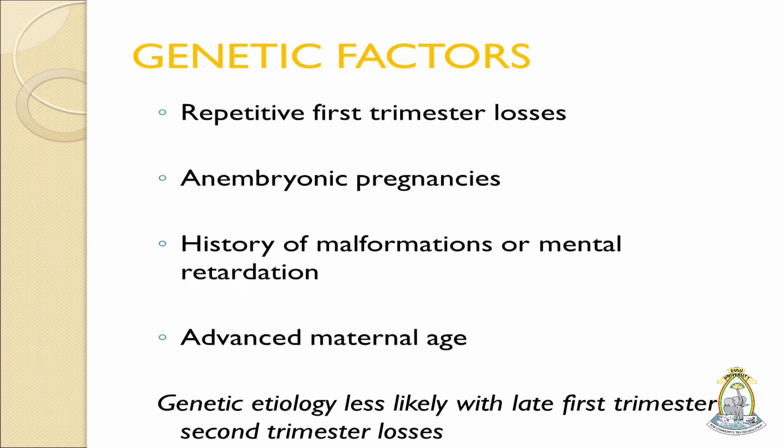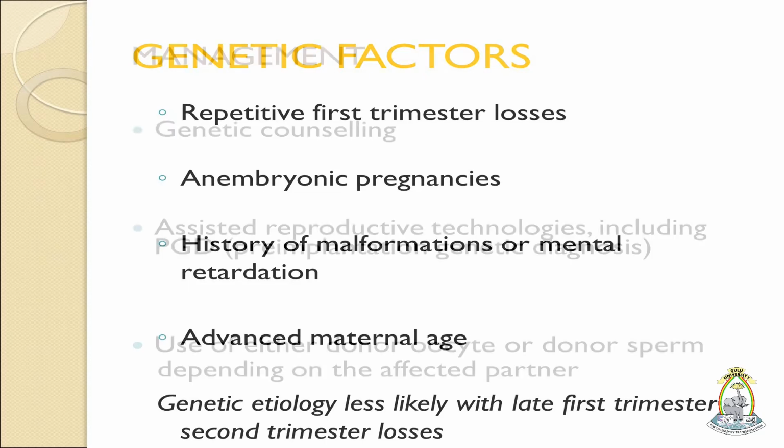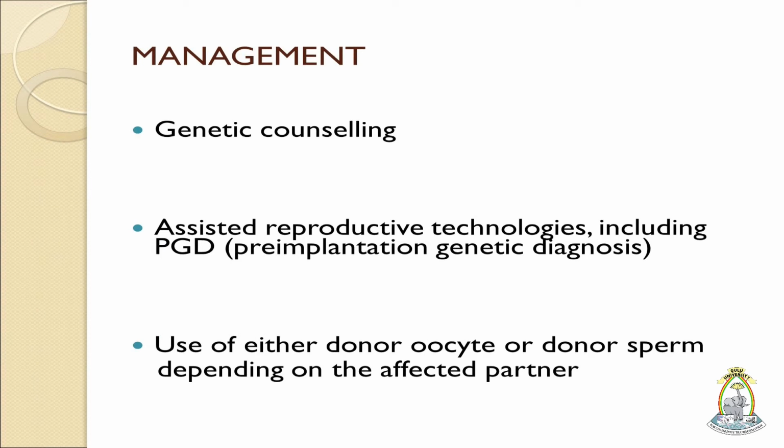There may be an issue of malformations or mental retardation of the mother, so you need to go back and look at the history of the mother. Also, it occurs more in advanced ages of the mother. It is very likely to cause a pregnancy loss in the second trimester. So if you find pregnancy losses that occur in the second trimester, it's very likely to be genetic, although some may actually occur in the early second trimester.